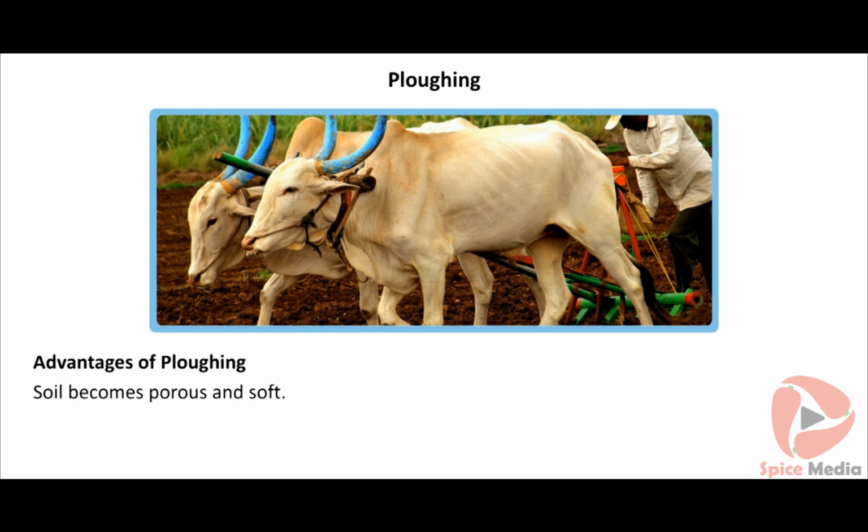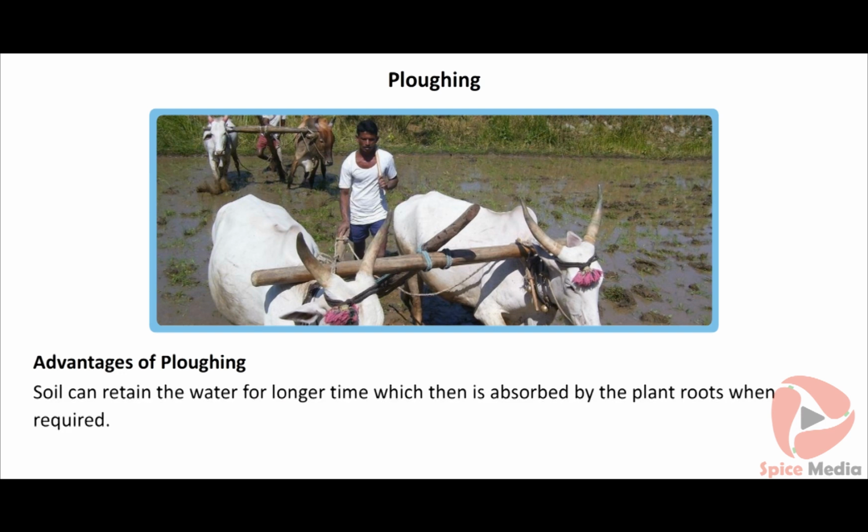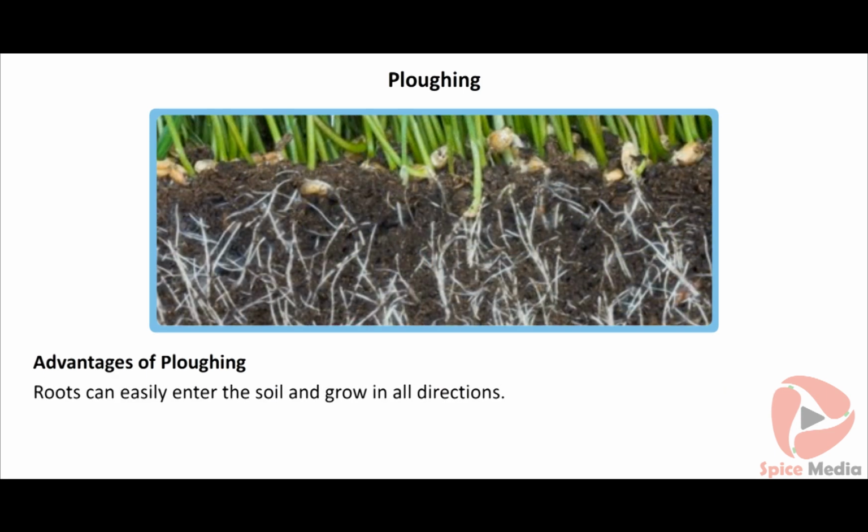After ploughing, the soil becomes porous and soft. Water applied to such soils easily enters the soil and spreads in all directions. It helps the soil to retain water, which will be later taken up by the plants. Roots can easily enter the soil and grow by spreading in all directions. Air enters the soil and is used by the roots for the respiration process.